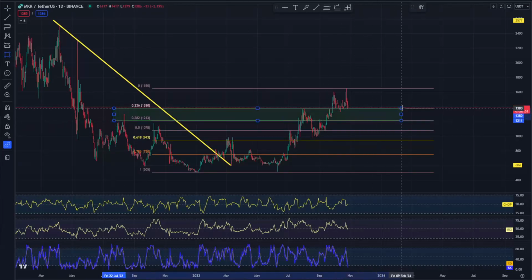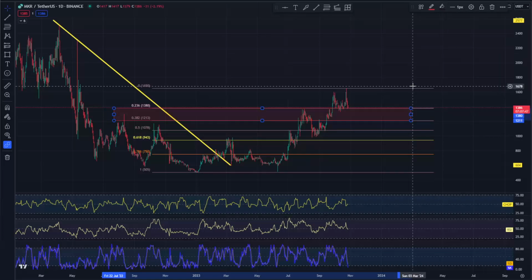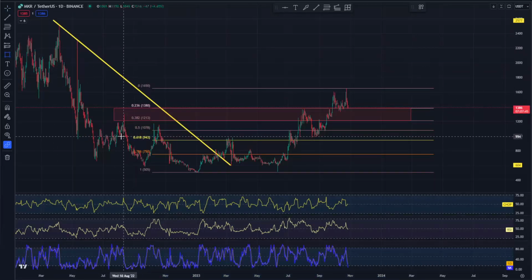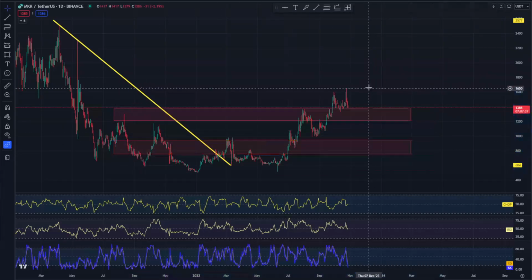And here you can see that the price has returned to the first support zone from $1,380 to $1,211. When the support is broken, the next zone is from $944 to $755.